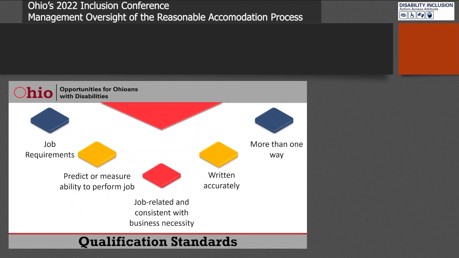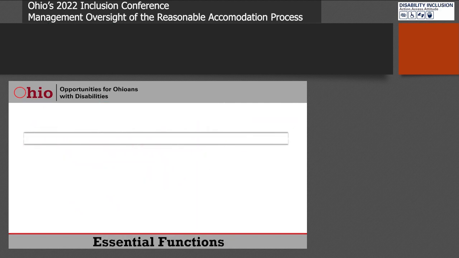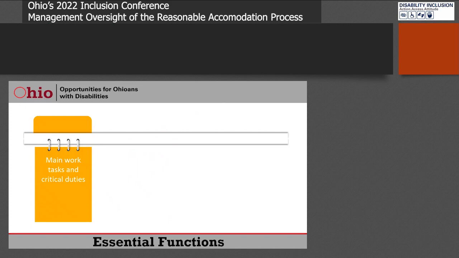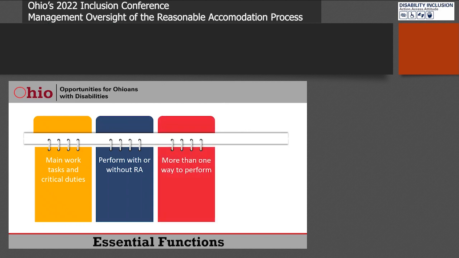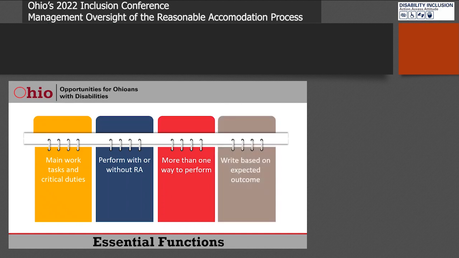Thank you, Julie. How are supervisors involved with the job's essential functions? Justin, the essential functions of a job are the main work tasks and critical duties of the job. Because supervisors may be asked for their input, it's important to know how these apply to individuals with disabilities. Title I requires qualified individuals with disabilities to be able to perform the job's essential functions, with or without a reasonable accommodation. It's helpful to be aware that an essential function can often be performed in more than one way, just as effectively using a reasonable accommodation. And so it's a best practice to write essential functions based on the expected outcome of the task instead of on how the task is performed.